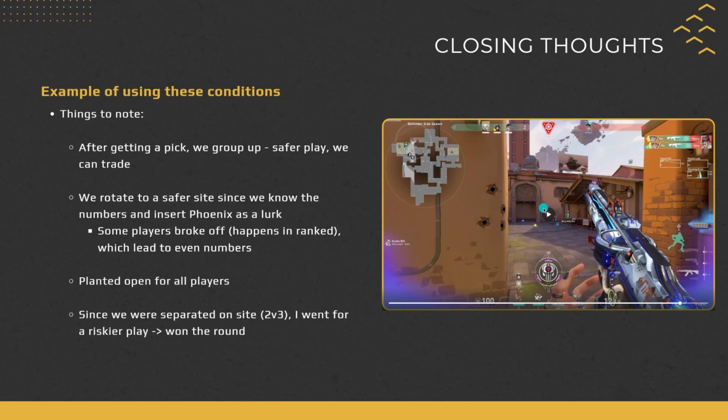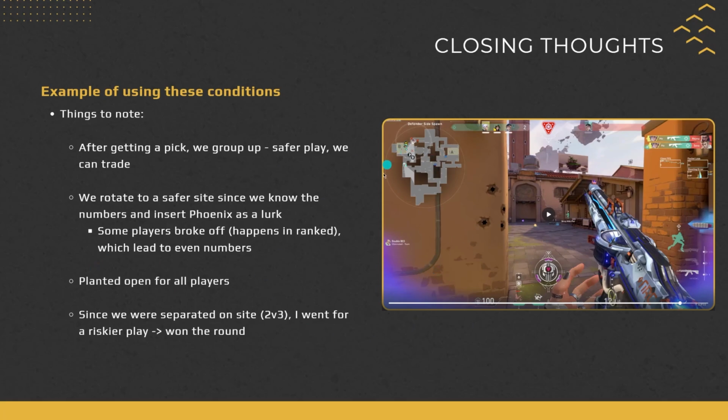So basically, to look at the details, we used numbers to our advantage as a way to create plays to stick together and rotate together. We decided to also make risks that weren't important. So for example, we didn't use our numbers to our advantage, which ended up equalizing the round for them. And then after that, we decided to plant open, which allowed the team to play around that. And last but not least, after that, since we were separated, we were able to use the plan of playing a little bit riskier to win the round for the team.